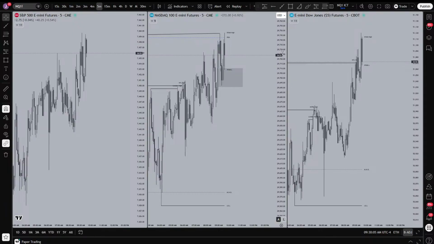Oh, here's the open. Oh yeah. Let's see. Wow. So we reswept the high actually. Made an SMT internal there.